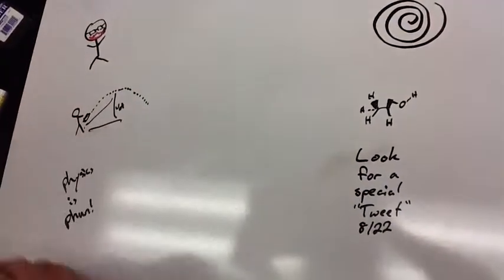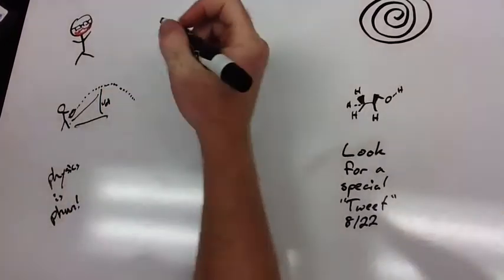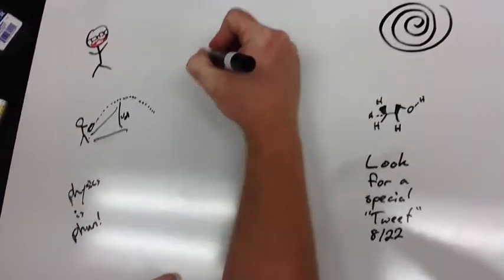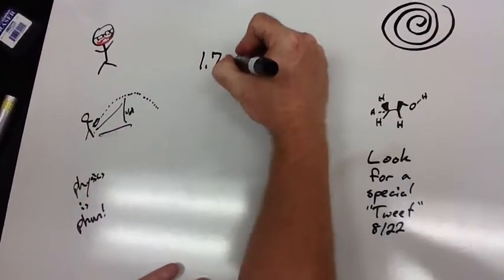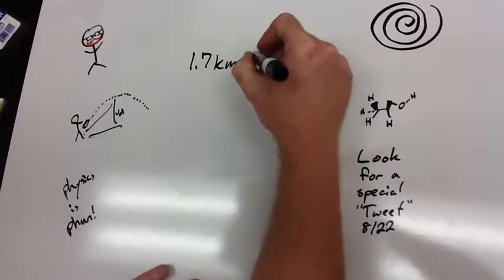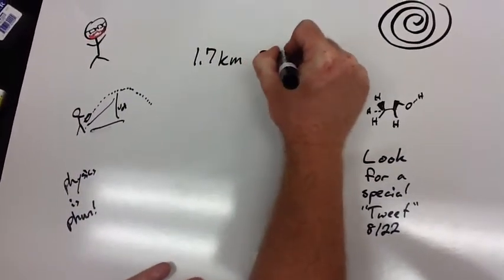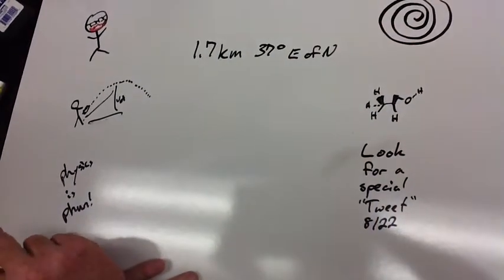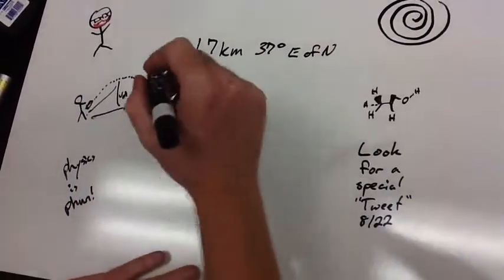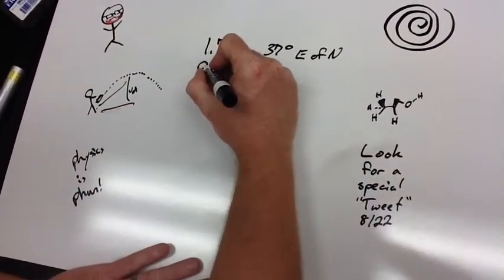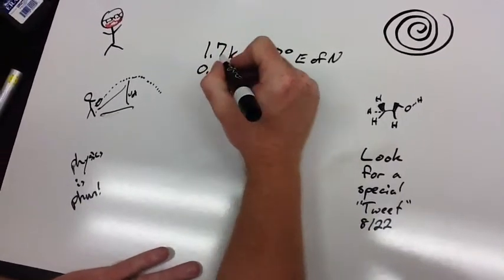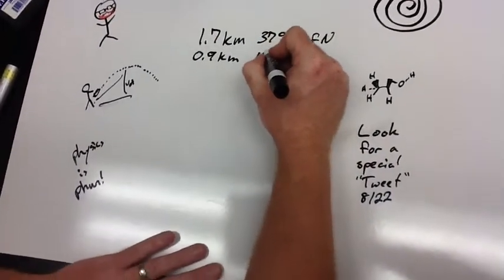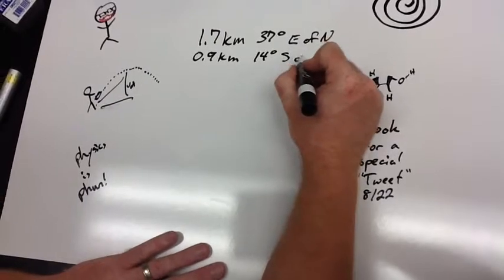Alright, so we're going to go on a little bit of a hunt. Our first stop, we're going to go on a hike. We're going to go 1.7 kilometers, traveling at 37 degrees east of north. We'll draw that out as an individual vector shortly. Then we're going to take a little bit of a bird walk, and we're going to go 0.9 kilometers. Yes, that's my 9. And we are going to go 14 degrees south of west.